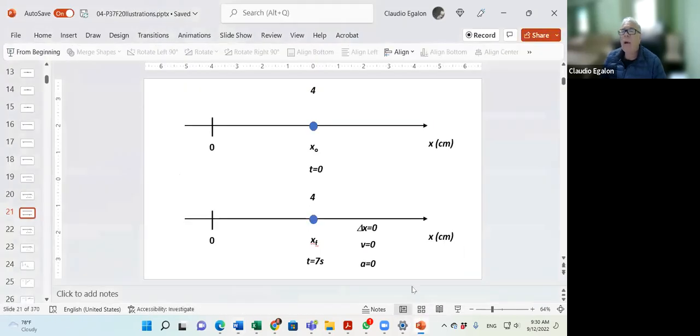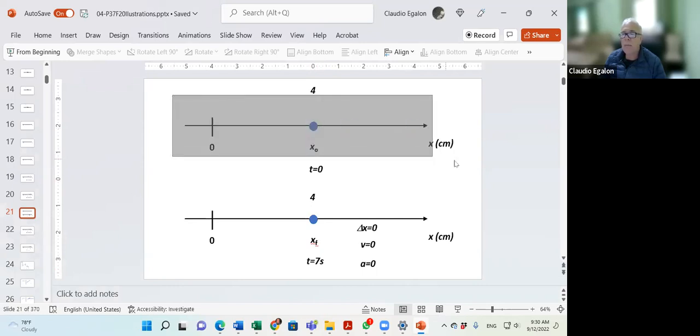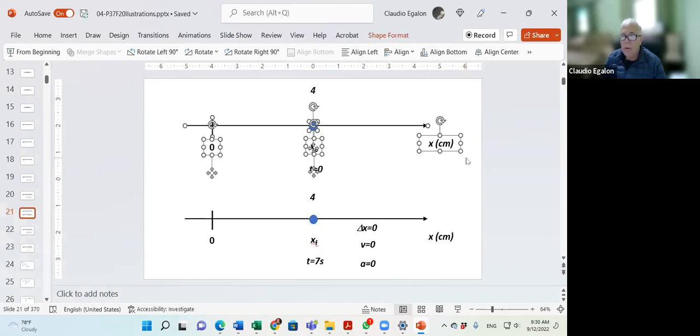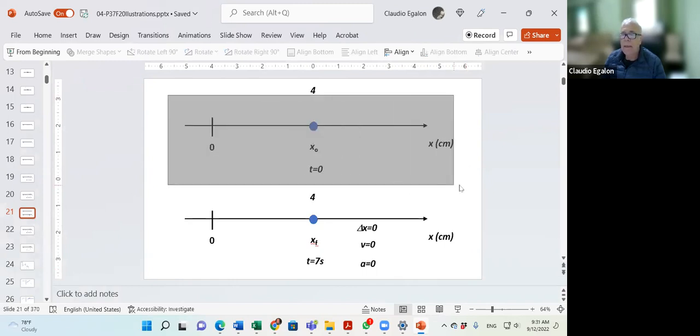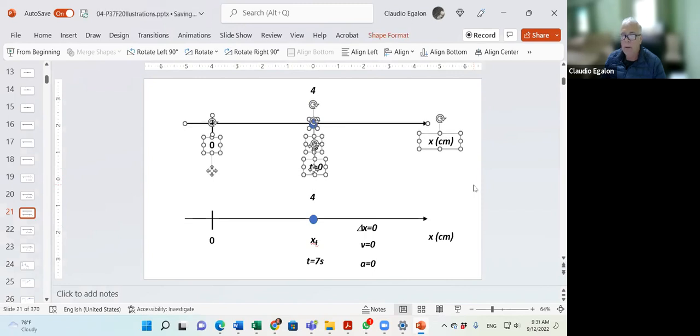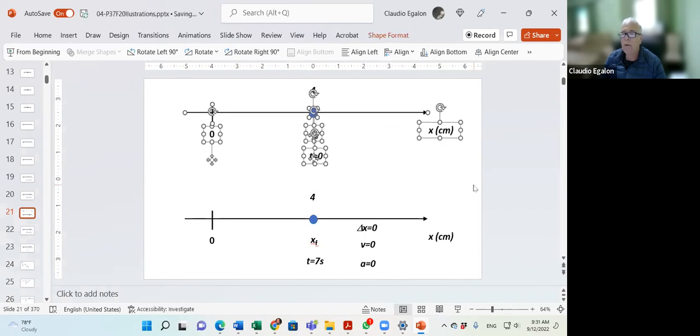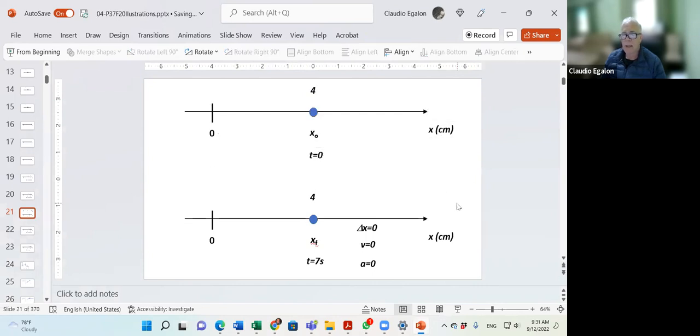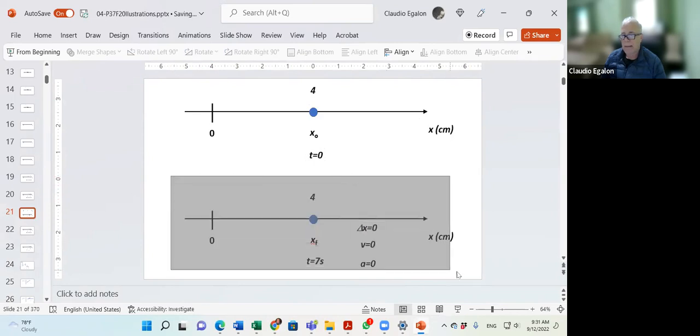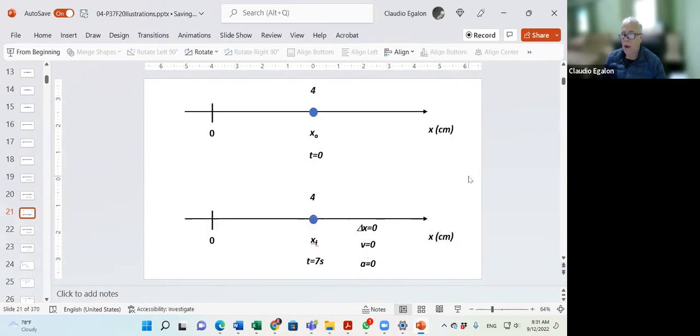The simplest of all examples that you're going to see is this one that you see here on the screen. This object is initially at this position, 4 centimeters, at time t equal to 0. And then at a later instant of time, at time t equal to 7 seconds, the object is still there at the same position.